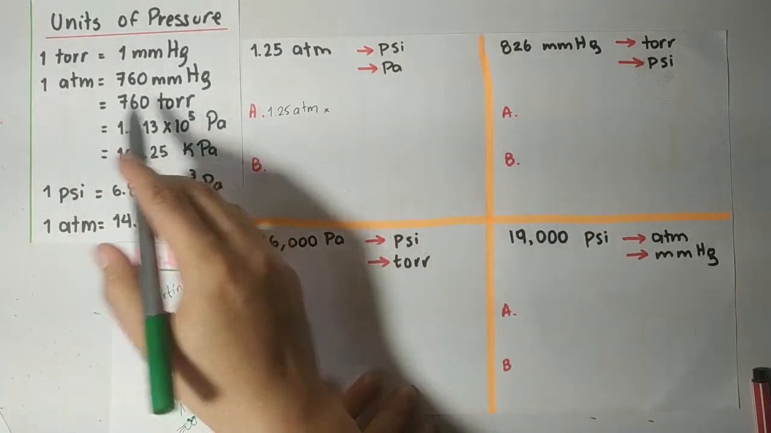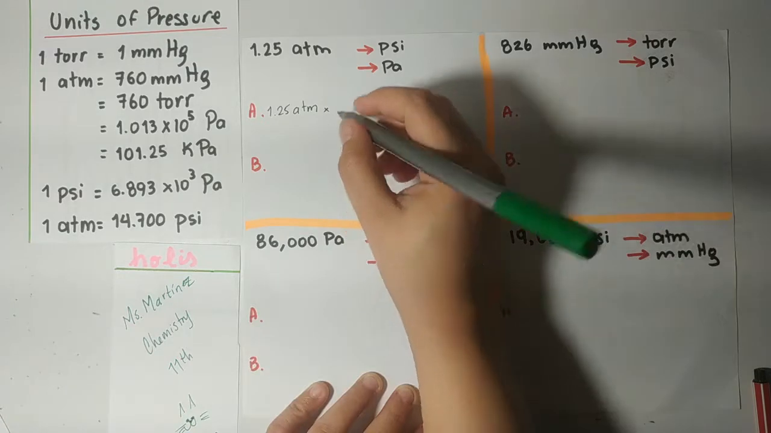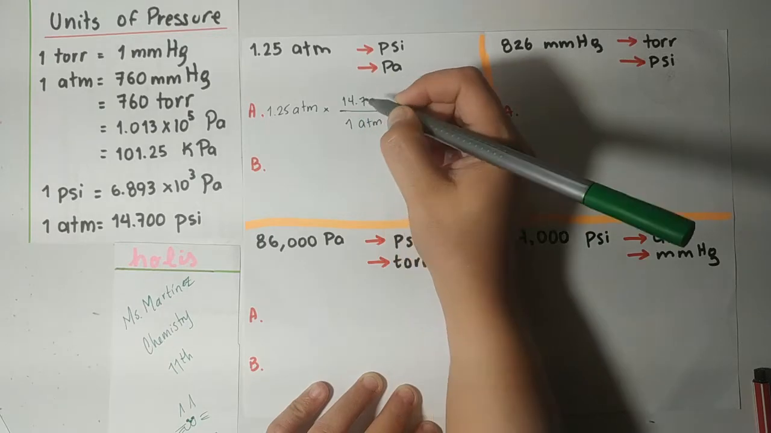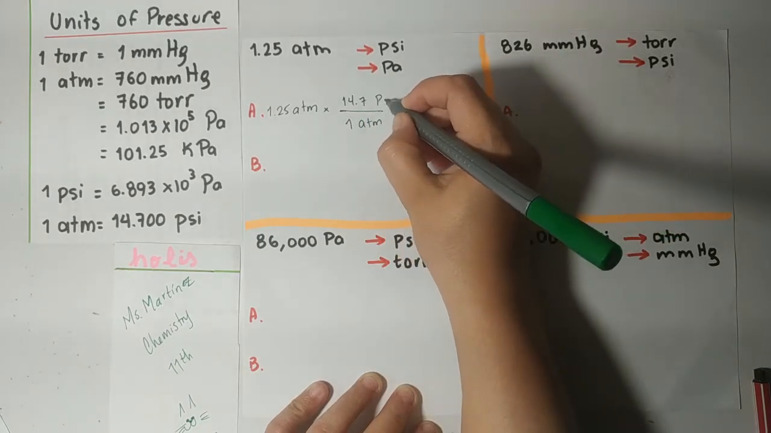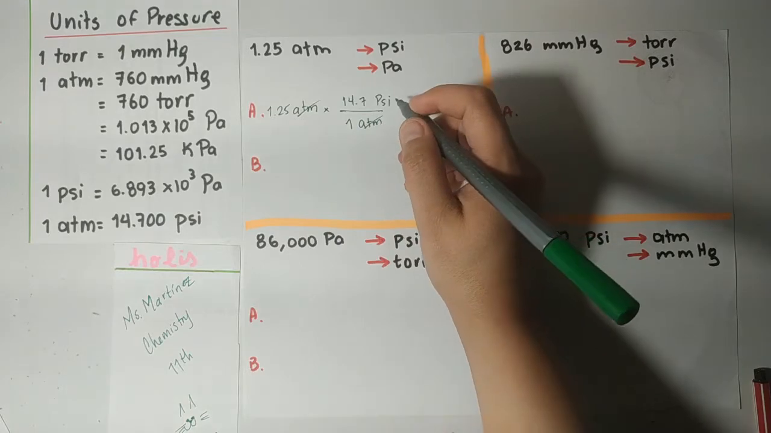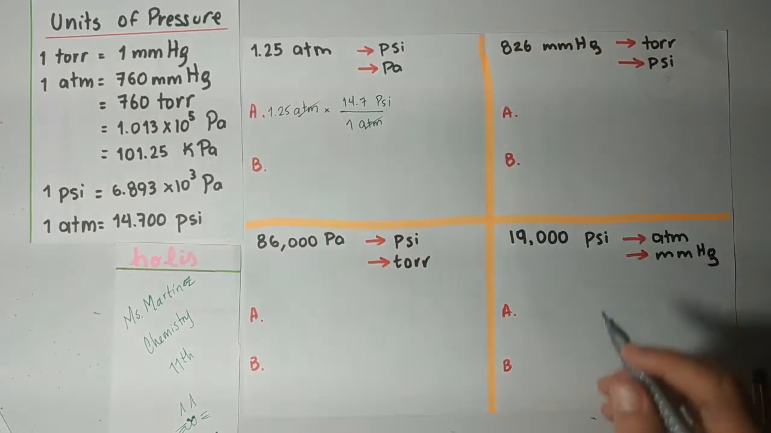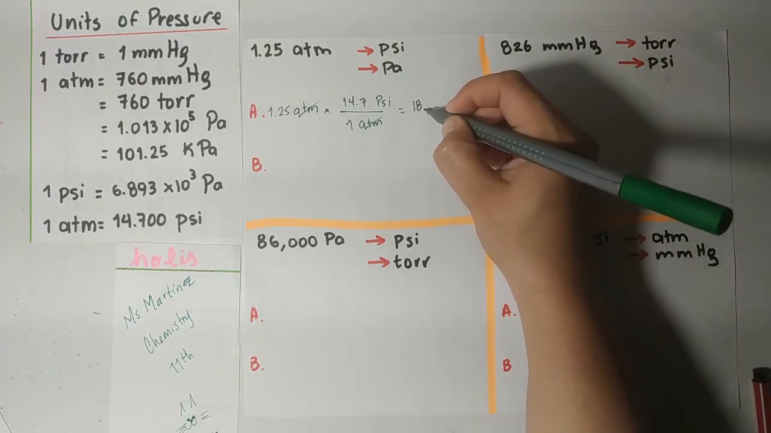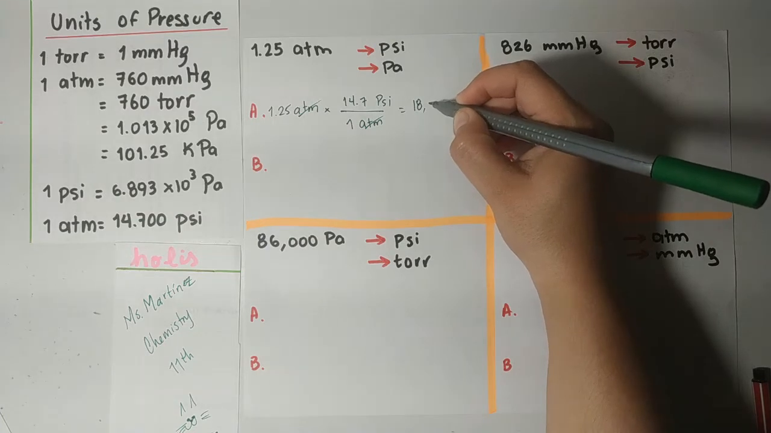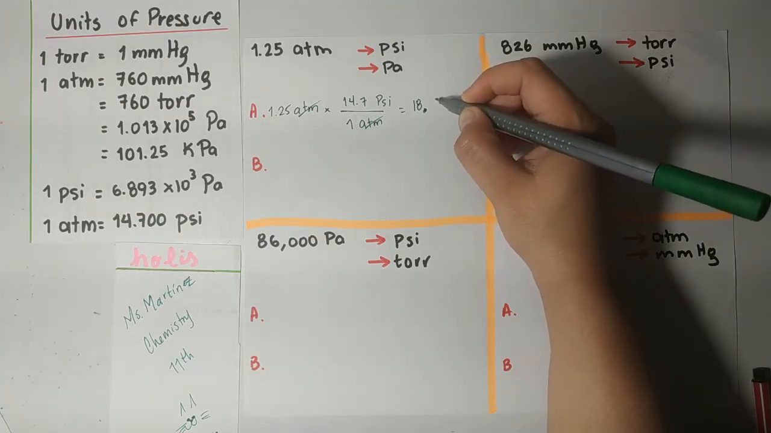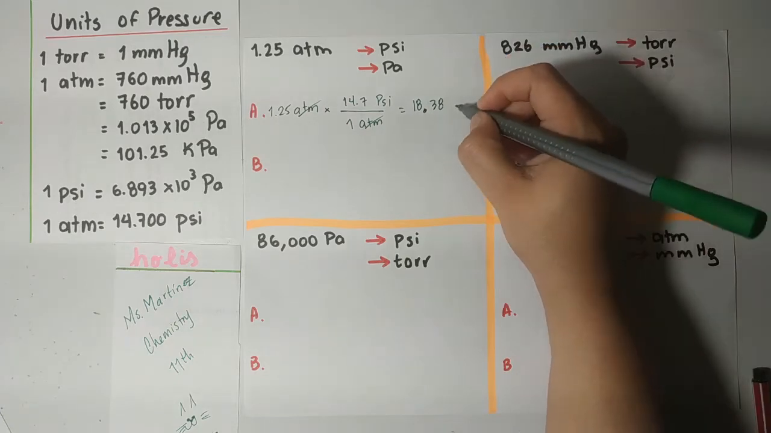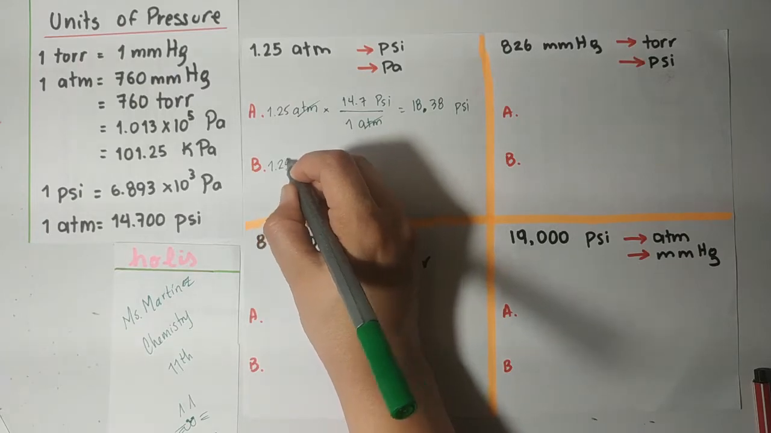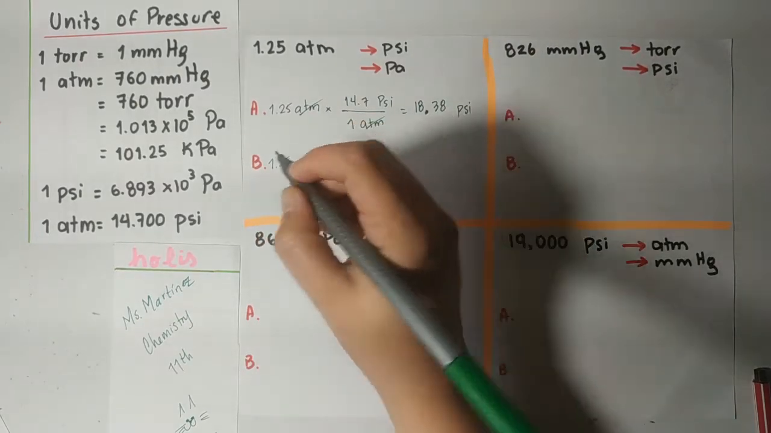ATM to PSI is the first one. In one ATM, 14.7 PSI. So the answer is 18,000. No, 18.38. We round it, okay? PSI.